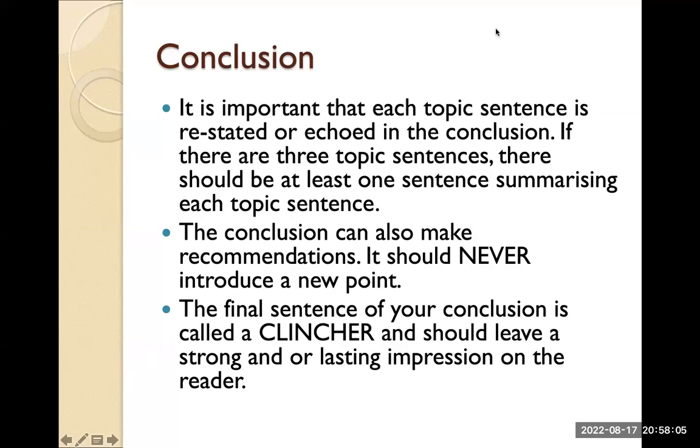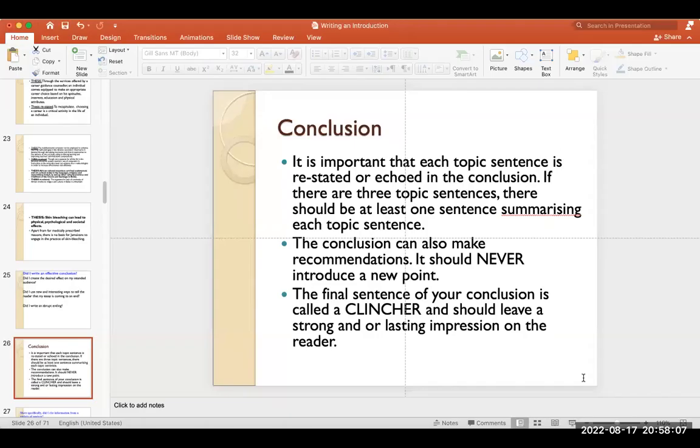The last thing I'll make mention of now is writing the reference list. And I'll share the slides with you, writing the reference list.